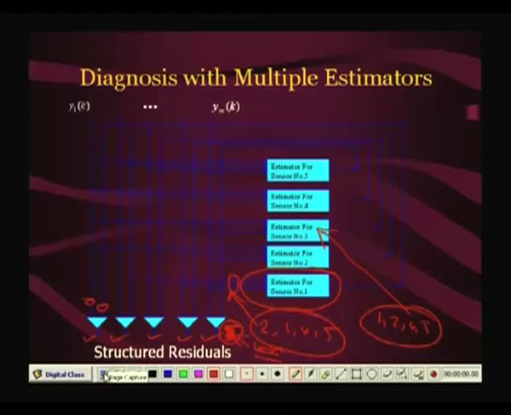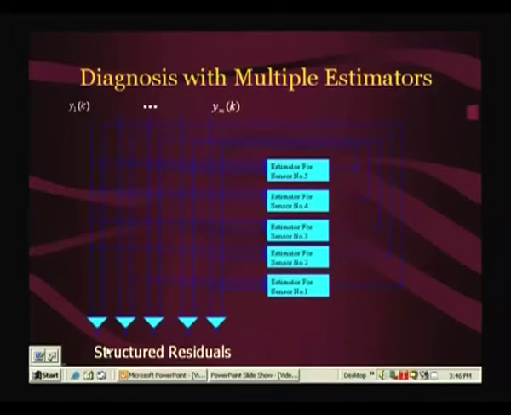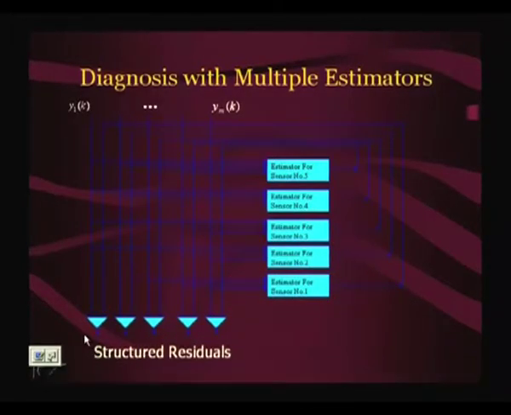This is called diagnosis, which is one step ahead of detection. It says that it is not enough to find out that something has failed, but you can also tell which one has failed. So, that is called diagnosis.